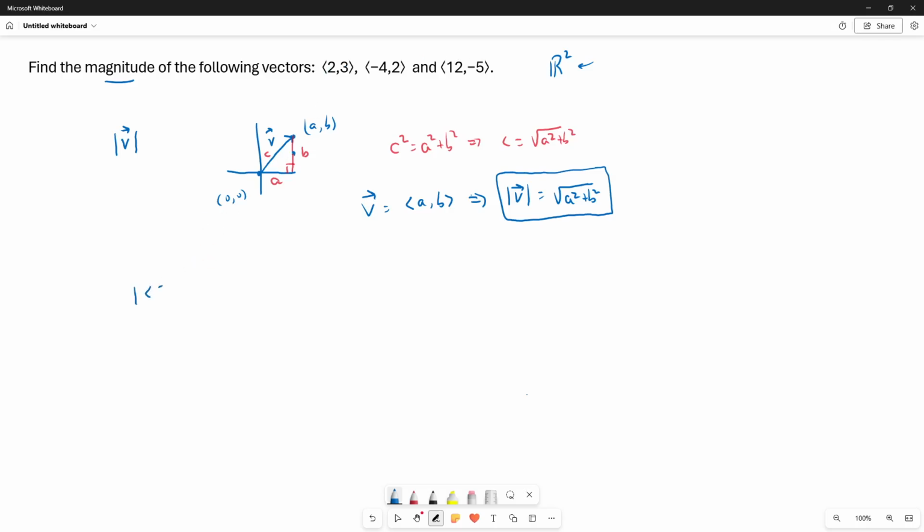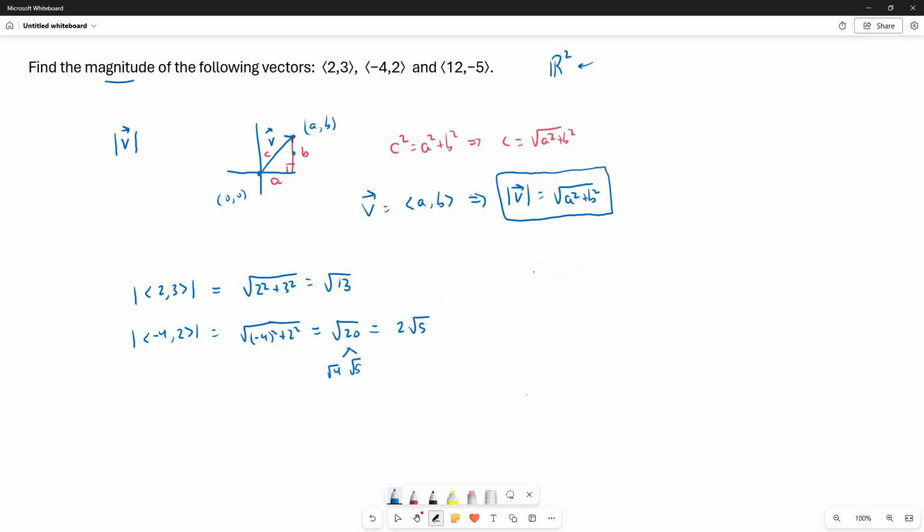The magnitude of the vector (2, 3) will be the square root of 2 squared plus 3 squared, and that's the square root of 13, 9 plus 4. The magnitude of the vector (-4, 2) is the square root of (-4) squared plus 2 squared. 16 and 4, square root of 20, and we could take out a 4, so it's 2 times the square root of 5. 20 is 4 times 5, and so the square root of 20 is the square root of 4 times the square root of 5.